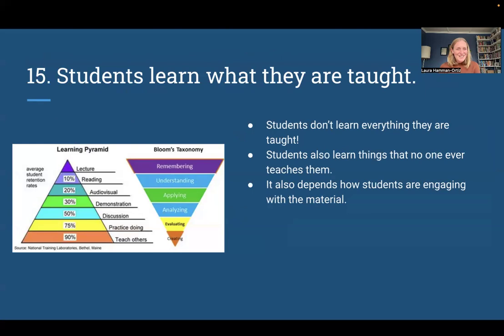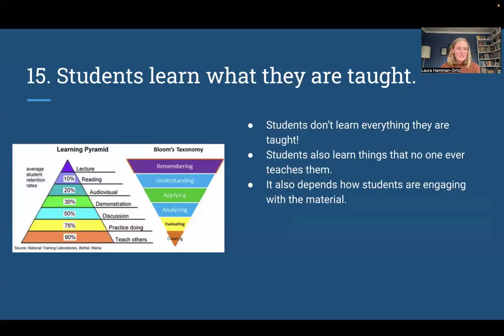Number 15: students learn what they are taught. Well, I'm sure anyone who is currently a classroom teacher laughed at this statement, because we know students don't learn everything they are taught. And we also know that students learn things that no one ever explicitly teaches them. So it might not be the goal of the lesson, but they might come away with new learning as a result anyway.